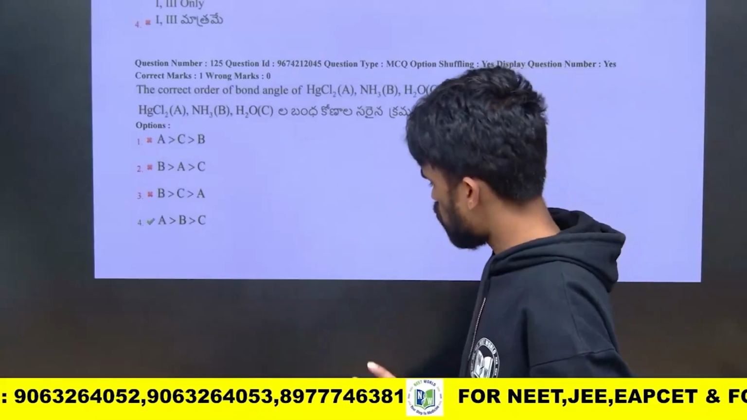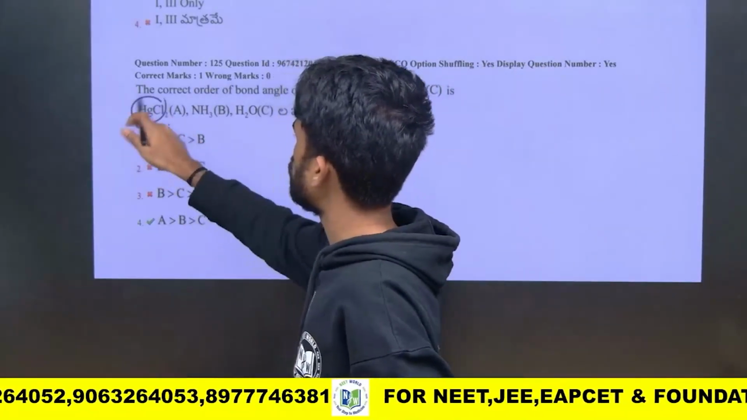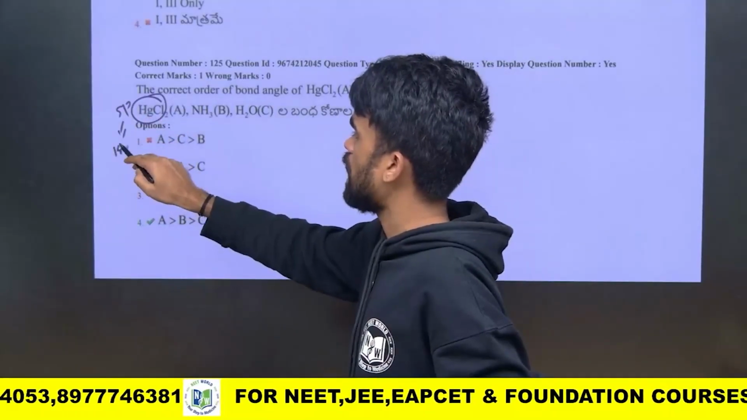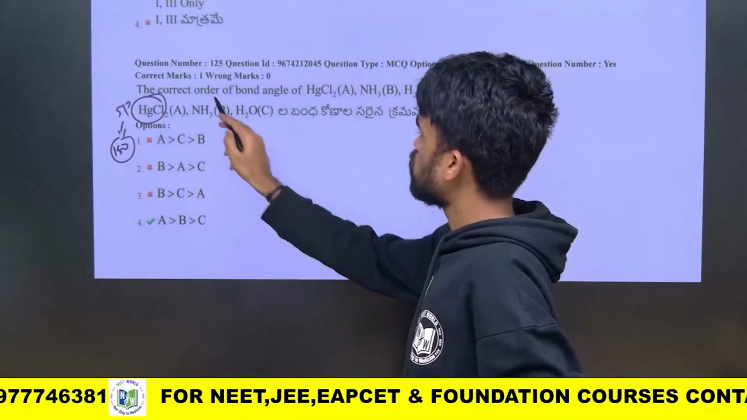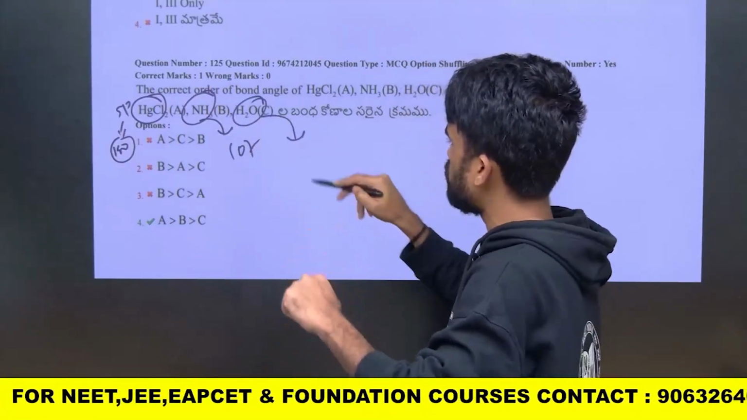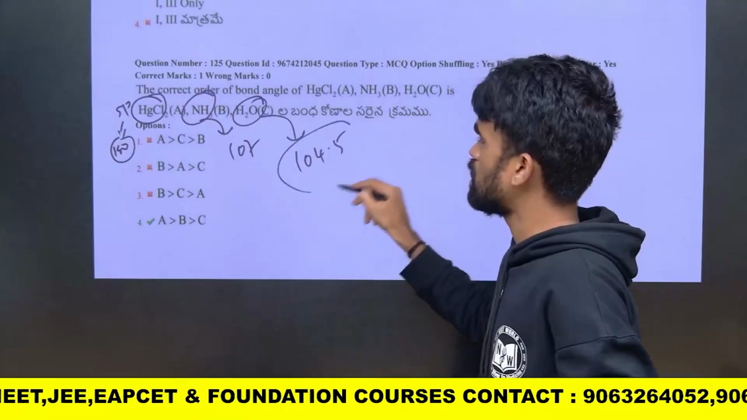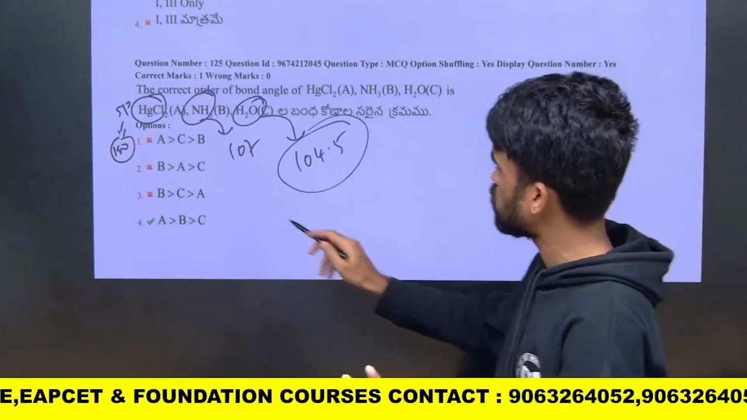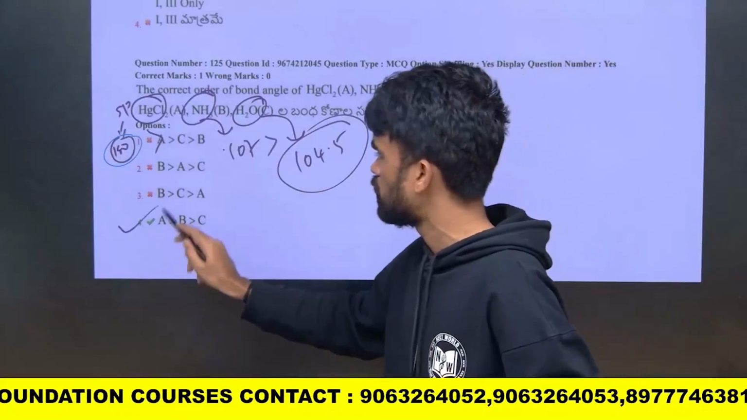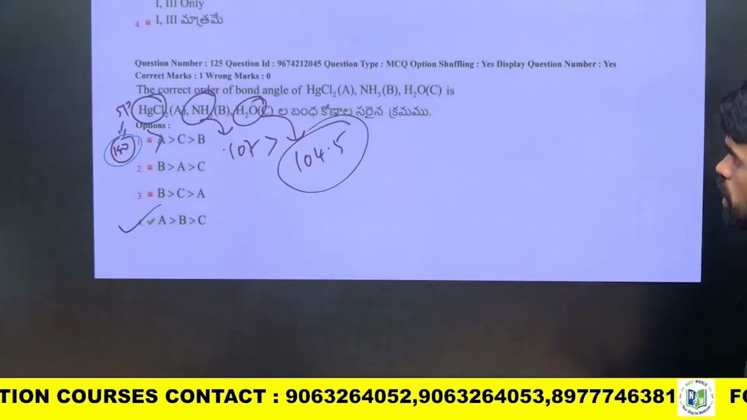HgCl2, so what is the bond angle here? HgCl2 has sp hybridization, and sp hybridization means a 180 degree linear angle. Ammonia has pyramidal geometry with 107 degrees, and water has a bent shape with 104.5. These are basic things, a very basic question. So 180 is greater than 107, which is greater than 104.5, so only option 4 is correct. Let's move further.